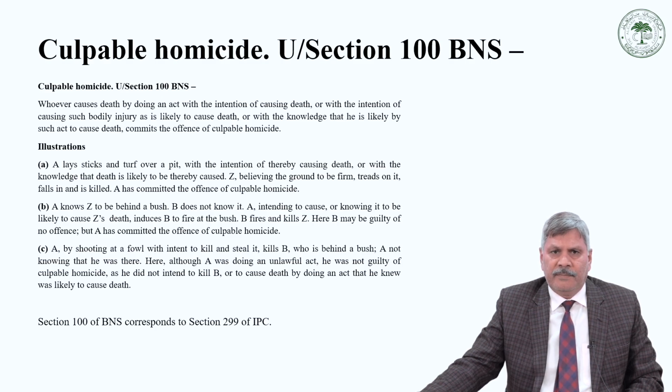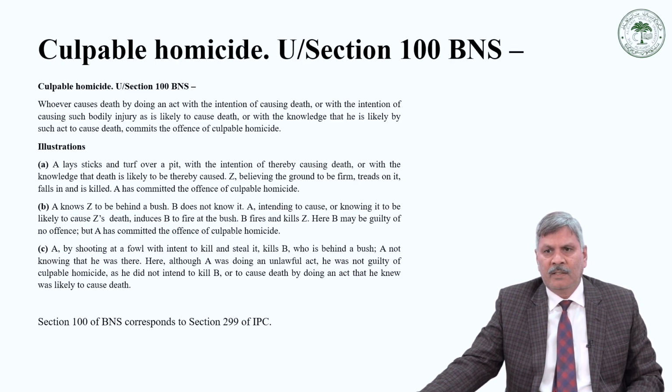Another illustration, C: A, by shooting at a fowl with intent to kill and steal it, kills B, who is behind a bush, A not knowing that he was there. Here, although A was doing an unlawful act, he was not guilty of culpable homicide, as he did not intend to kill B, or to cause death by doing an act that he knew was likely to cause death.